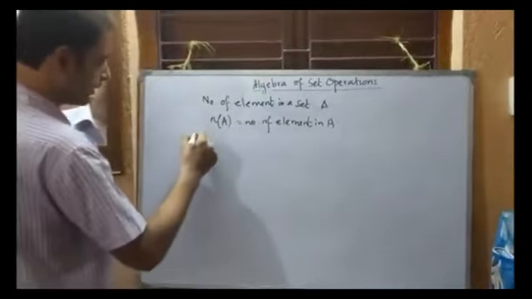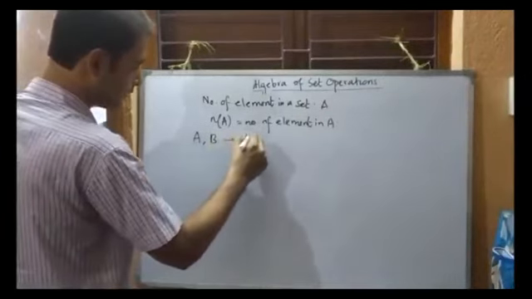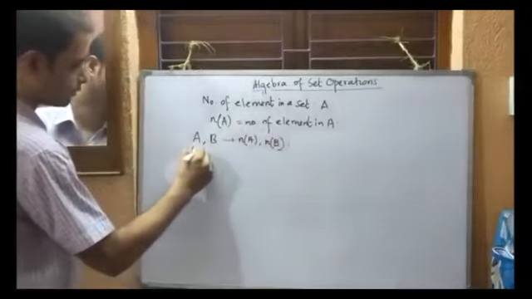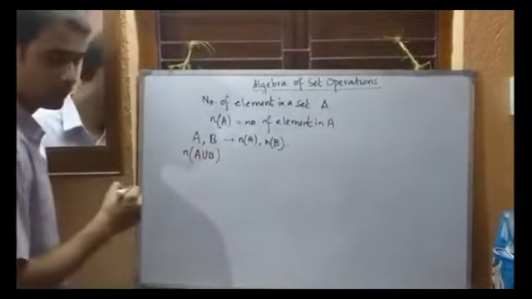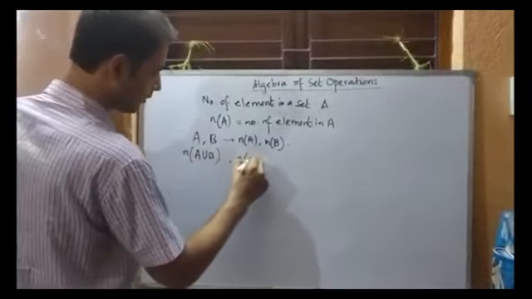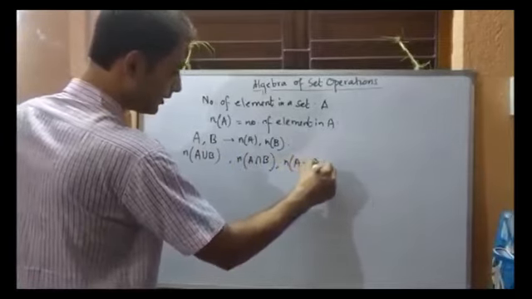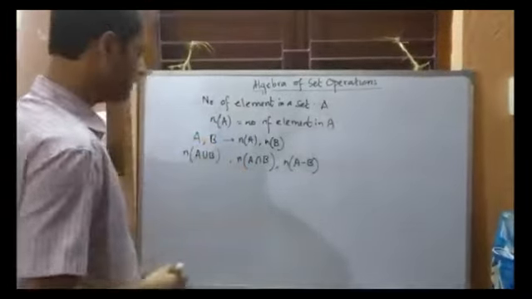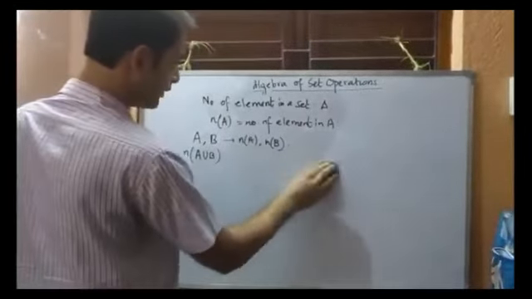Suppose we are given the sets A and B, and we also have their number of elements. We have to find what should be the number of elements of A union B, or say we have to find the number of elements of A intersection B, or say number of elements in A difference B. So these kinds of questions we will deal with. So first we find the number of elements in A union B.